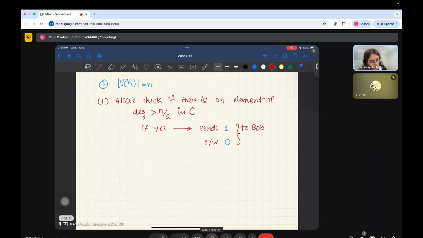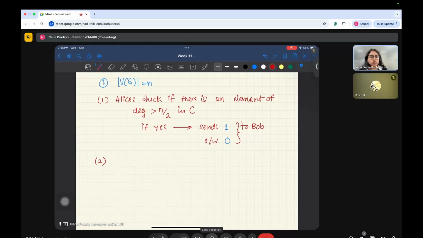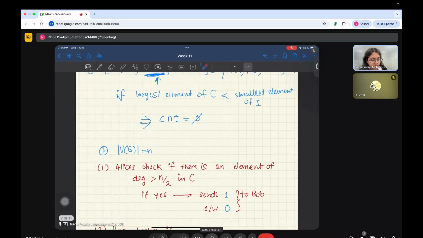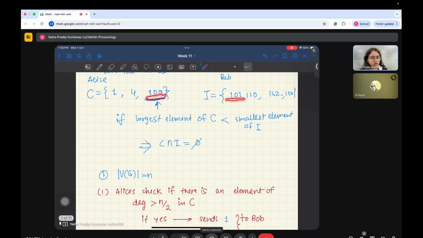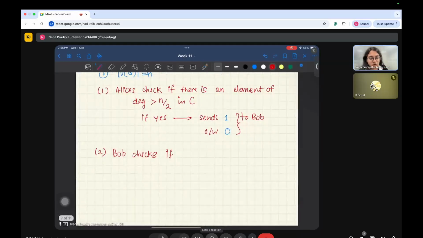Okay. And now Bob, what does Bob do? Bob checks if... So there are two different conditions that we are checking. Here we are looking for the largest element, and here we are looking for the smallest element. So the opposite question would be whether Bob has a vertex of degree at most n by 2 in I.